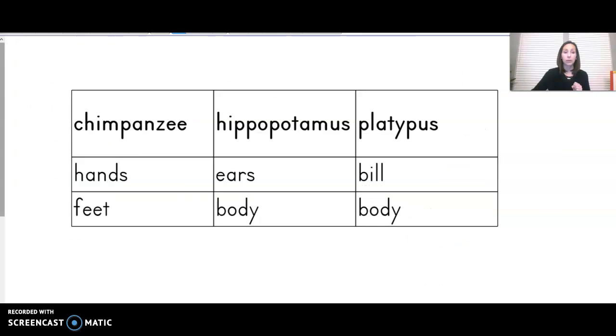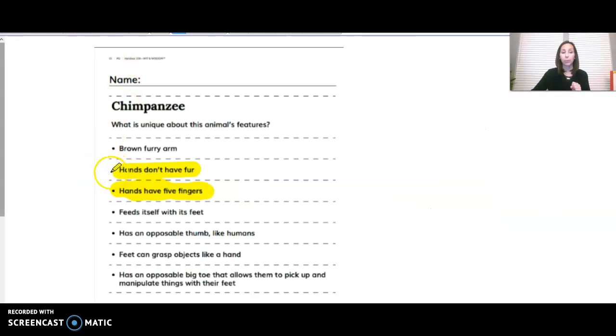So if I come back to my detail page, I notice that these are not written in complete sentences. Just like when we wrote about the seahorse, we have to take these and put them into complete sentences. So, hands don't have fur. I could say, a chimpanzee's hands don't have fur. That makes it a complete sentence. So now I have my second sentence, my first detail.